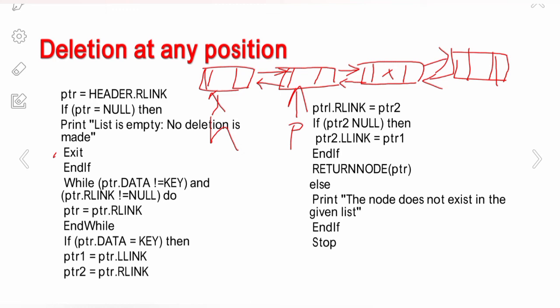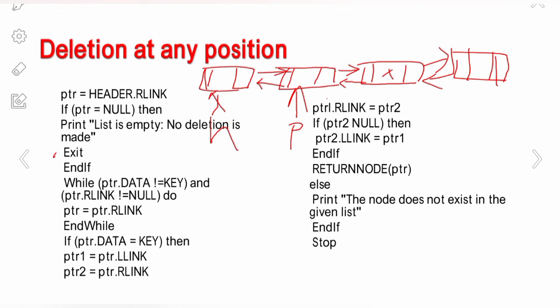Then coming to the while loop: pointer dot data not equal to key and pointer dot right link not equal to null. Here the pointer dot data is not equal to the key value, that is the x value, right? And the pointer dot right link is not equal to null. The null value will be only at the end of the linked list. So until this while loop condition is satisfied, we have to traverse the pointer through the linked list.